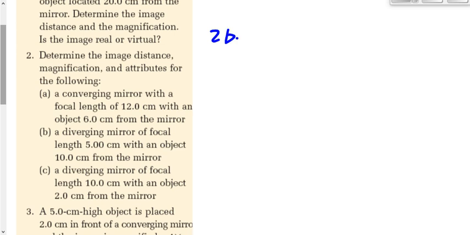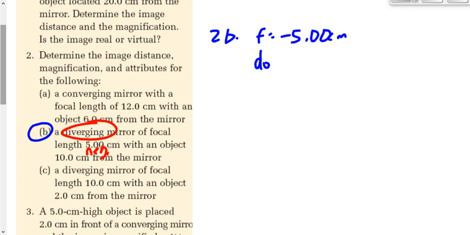It says determine the image distance, the magnification, and then the attributes or the characteristics. If we have a diverging mirror of focal length 5 centimeters with an object 10 centimeters from the mirror. Why am I circling that? Because what? Yeah, if it's a diverging mirror, it's a negative focal length. So let's write down those values here. My focal length here is negative 5.00 centimeters, and my object distance is 10.00 centimeters. I want to find the image distance di. I want to find the magnification.